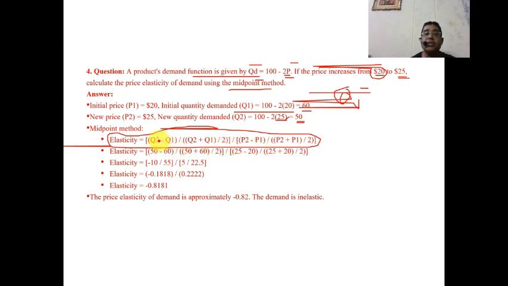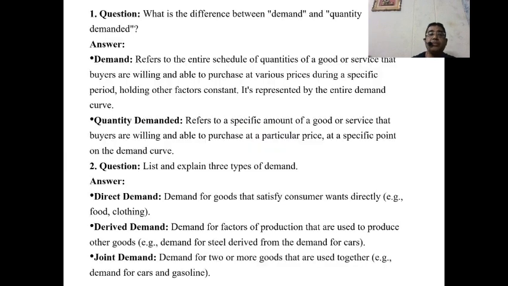You have to put the values the same way here and you will get the answer, but systematically you have to calculate Q2 minus Q1 and Q2 plus Q1 separately, and then you will get the answer, which is minus 0.8181. This is the elasticity of demand, and the negative sign shows that it is not elastic, this is inelastic. So this is the solution.